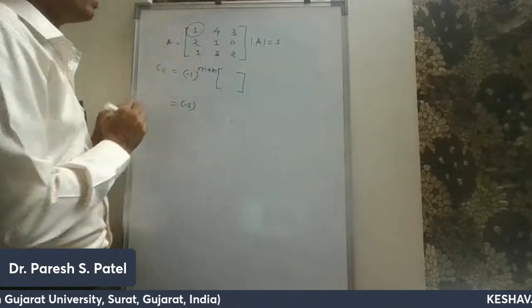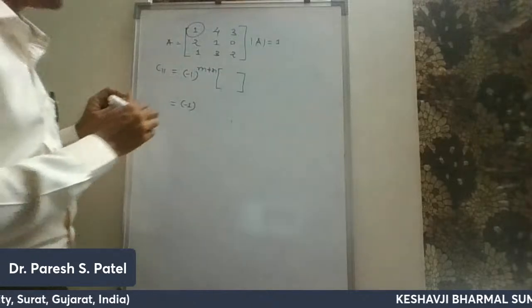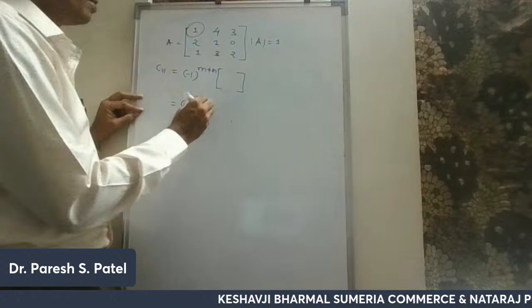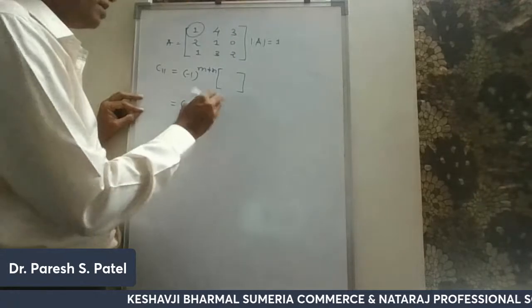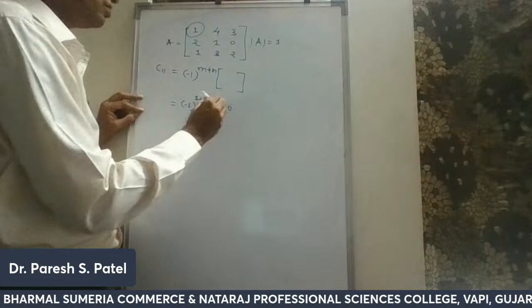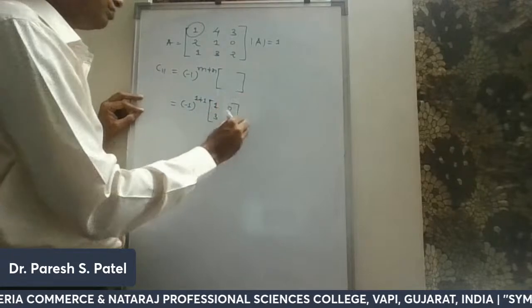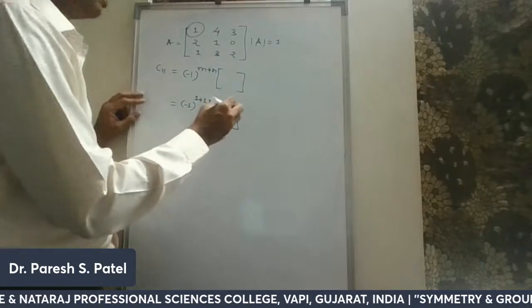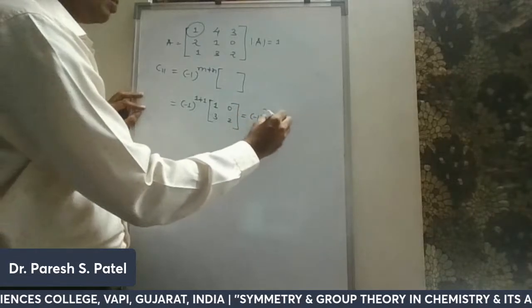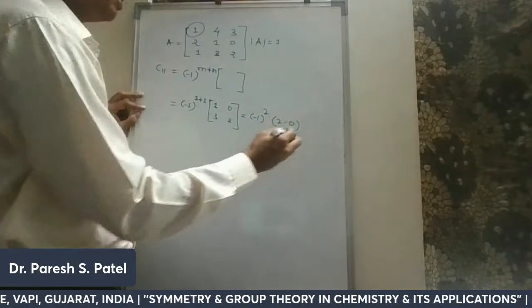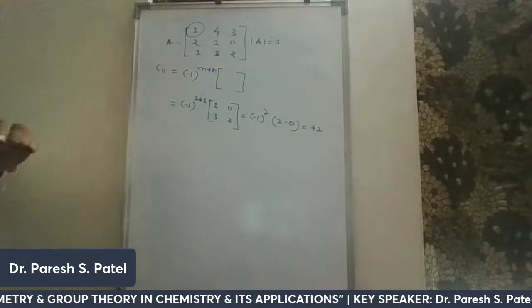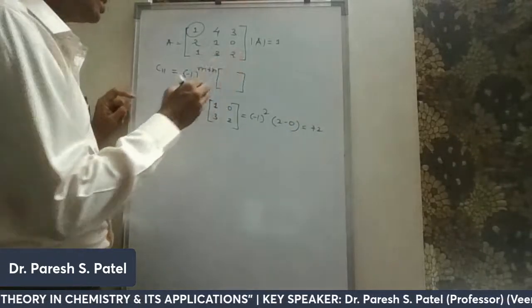So first of all, first element of the first row, first column is equal to 1 plus 1. Remaining matrix, first row, first column removed, so remaining 1, 0, 3, 2, is equal to minus 1 raised to 2 times (2 minus 0) is equal to plus 2. So the value for C11 is equal to plus 2.